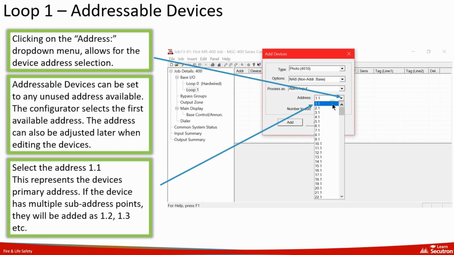In the Add Devices dialog for Loop 1, you can assign an address to your device by selecting from the Address drop-down menu. The configurator automatically suggests the first available address, but you can choose any unused address. For devices with multiple sub-address points, they will be designated as subsequent numbers like 1.2, 1.3, and so forth. Select the default address of 1. Once assigned, addresses can be adjusted later if needed.